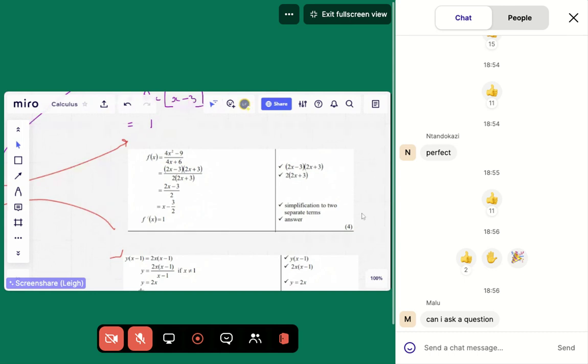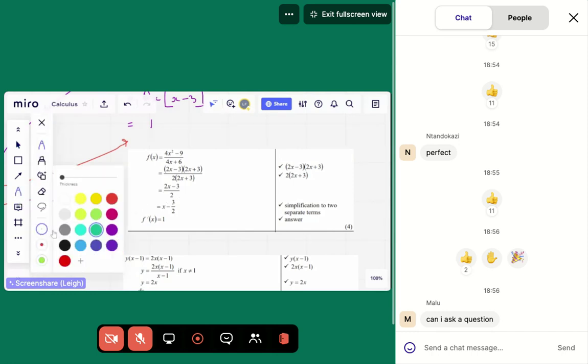Ma'am, why is the final answer 1? Okay, no problem. The final answer is 1 because any constant term is going to become 0, right? So this minus 3 over 2 will become 0. So what we've got is the invisible 1 up here, the invisible 1 over there. So, okay. You got it now?